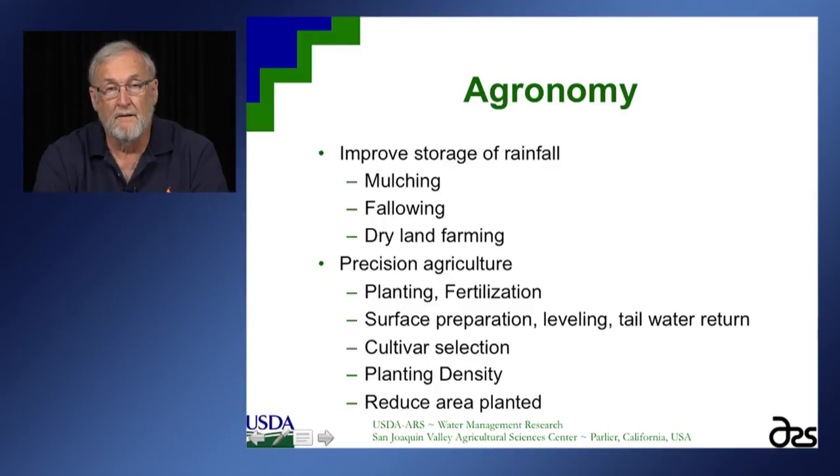Other parts of the agronomy then: planting, fertilization, surface preparation. Certainly, with surface irrigation, are these leveled, are the grades correct? Do you have a good seedbed preparation? What about cultivars? I mean, are there some cultivars that are better suited for limited water, drought type systems?